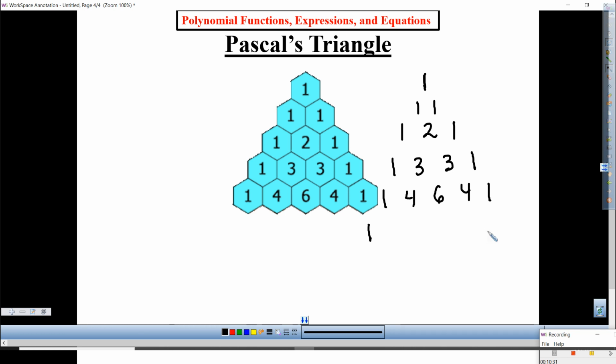All right, show your neighbor your row. Make sure they have the same thing. All right, let's see. You started with 1. Then we got 1 plus 4 is 5. 4 plus 6 is 10. 6 plus 4 is 10. 4 plus 1 is 5. And then you ended with 1, and so on and so forth.